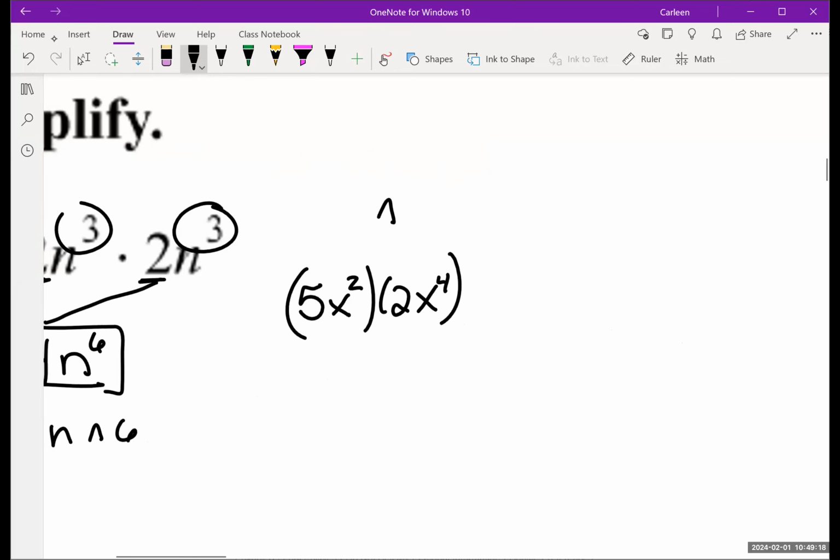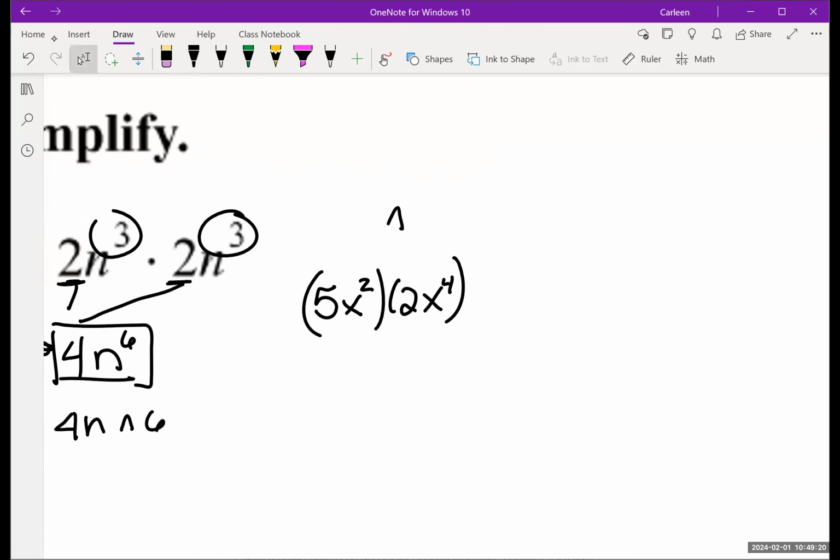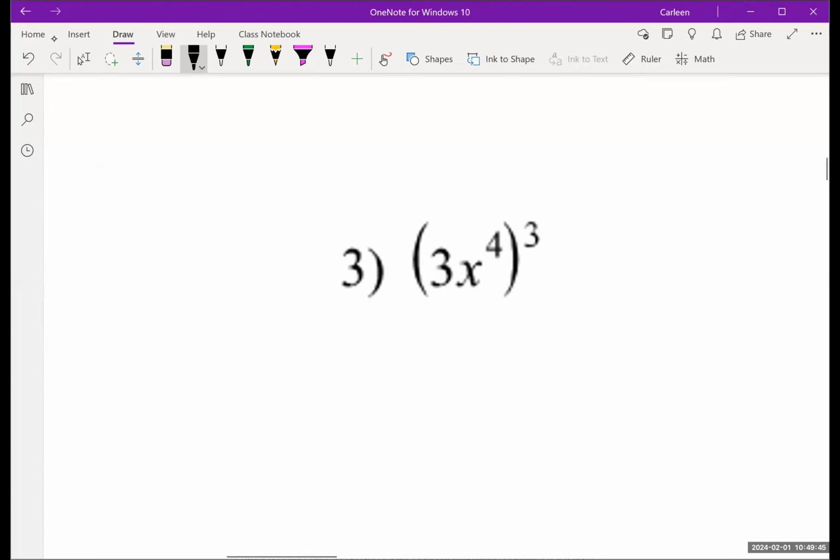Okay, sorry, how about this one? Awesome. So we are going to multiply the exponents. Sorry, my bad. Multiply the coefficients, add the exponents. Multiply the coefficients, add the exponents. Okay, now, how about this one?